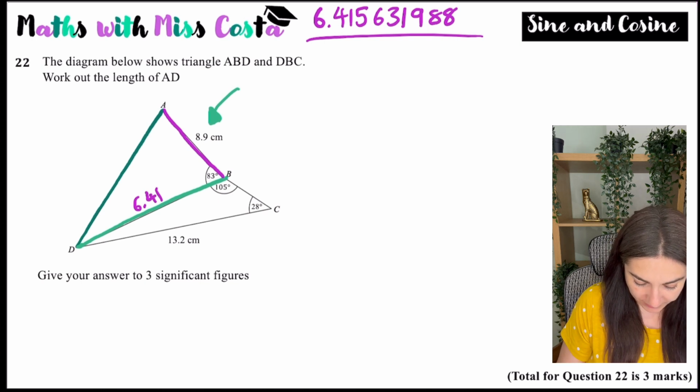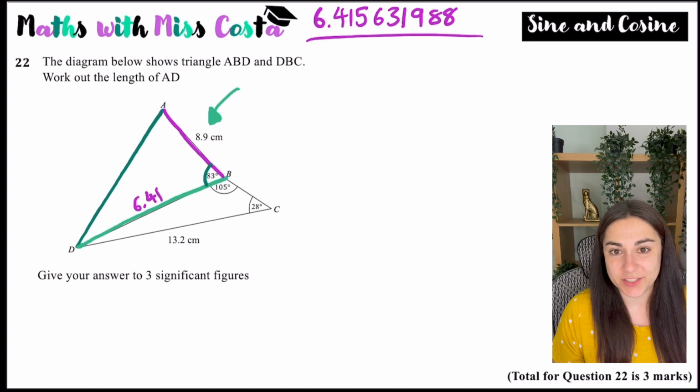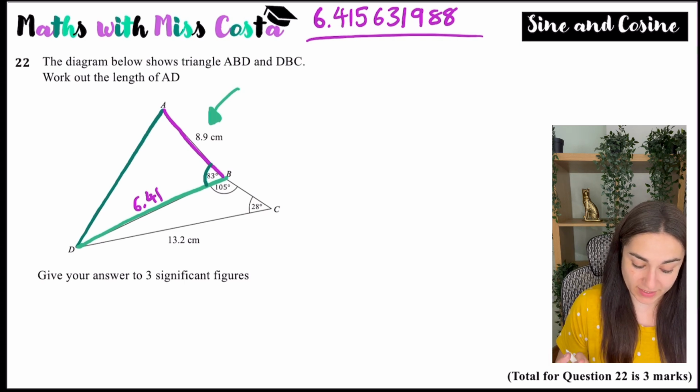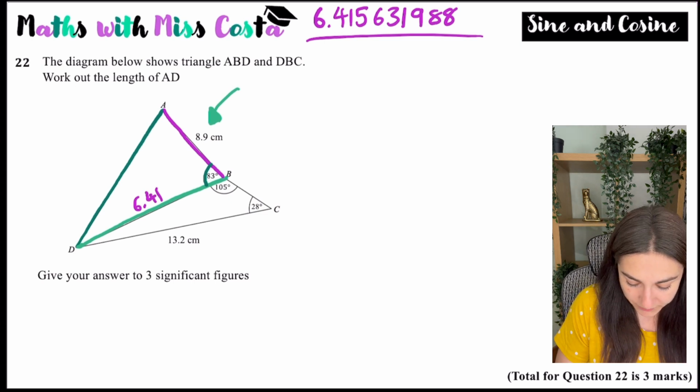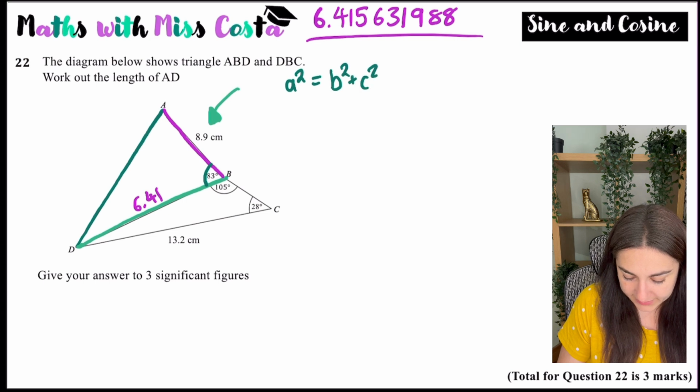Yeah, okay, so this is one angle. I only have one angle. Generally, if you only have one angle and you have two sides and you're trying to work out a third side, you're going to be using the cosine rule. So the cosine rule is a squared equals b squared plus c squared, take away 2bc cos A.